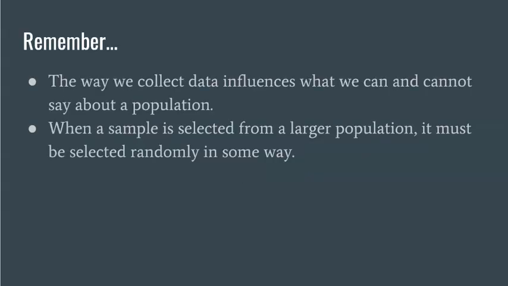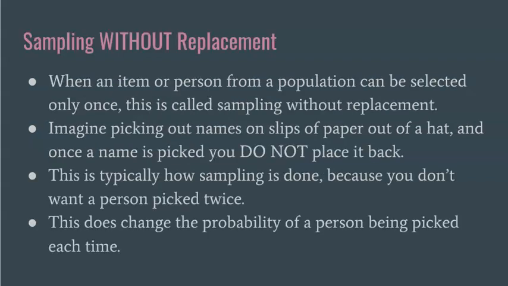All right, let's remember what we've talked about so far. The way we collect data influences what we can and cannot say about that population, which is why how we collect data is so important. When a sample is selected from a larger population, the number one thing is it must be selected randomly in some way. Now, when we talk about selecting data from a group, we have to think about two things.